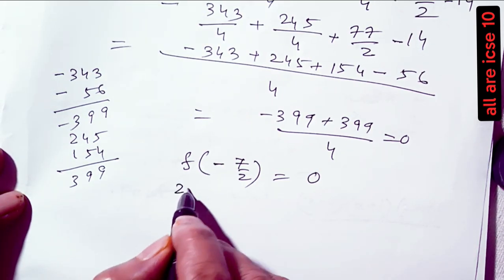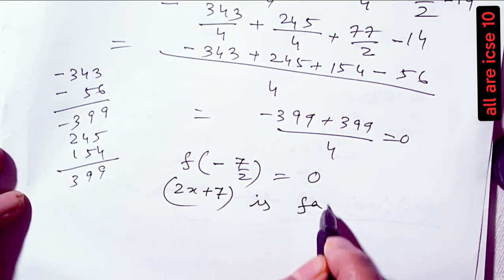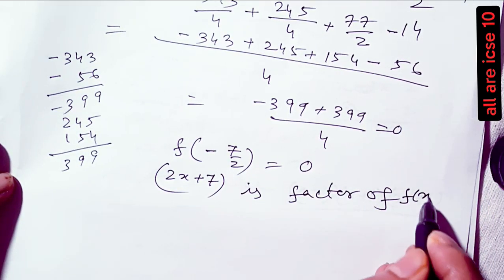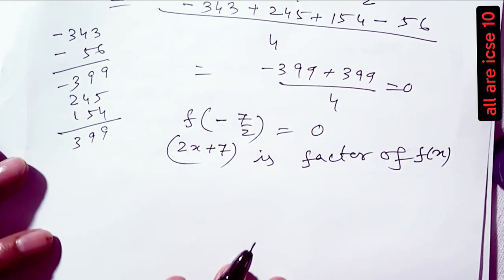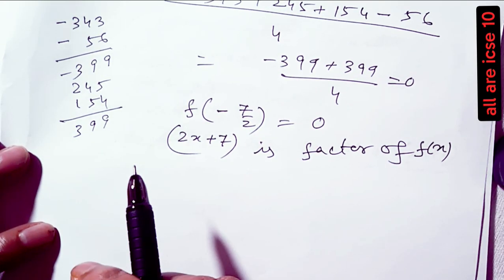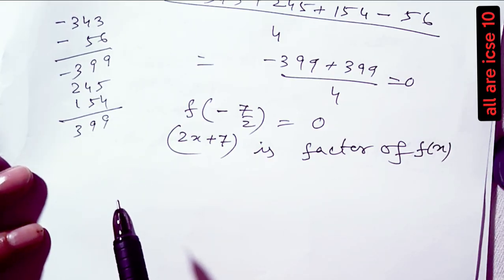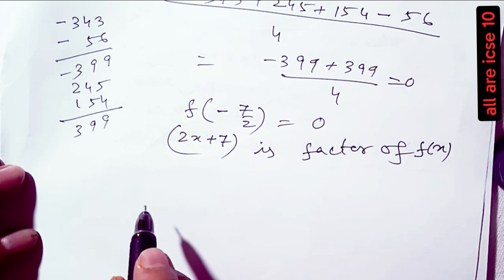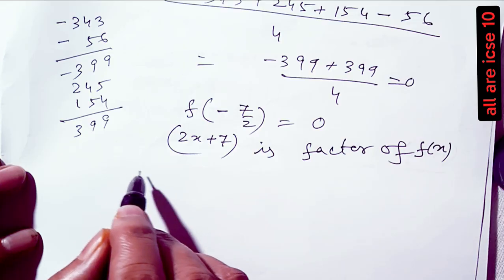Therefore 2x plus 7 is a factor of fx. Hence, find the other factors. Using this factor, we use the algebraic division method or the vanishing method to find the other two factors. So I use the division method here.